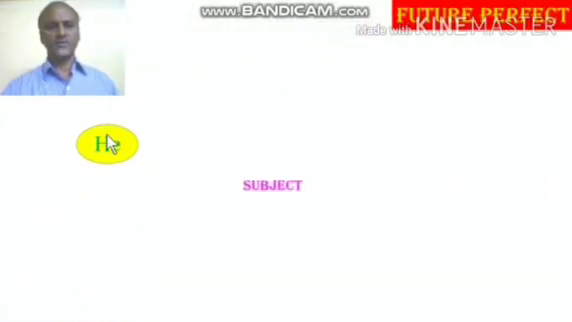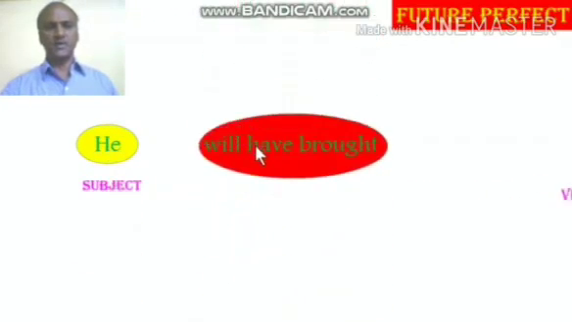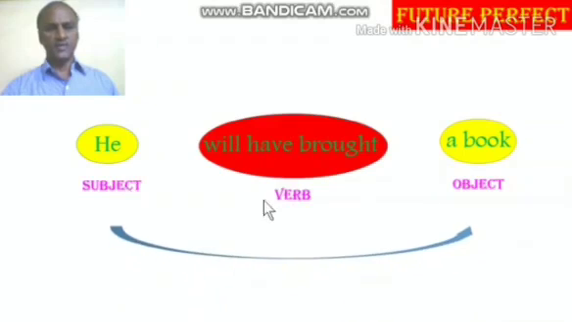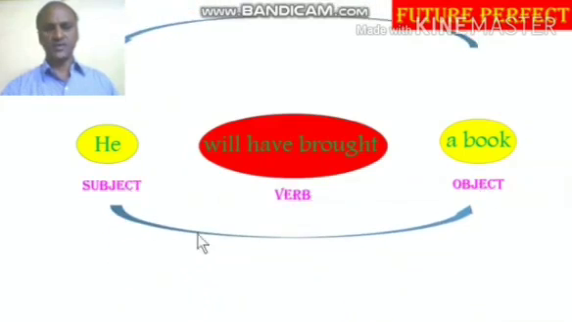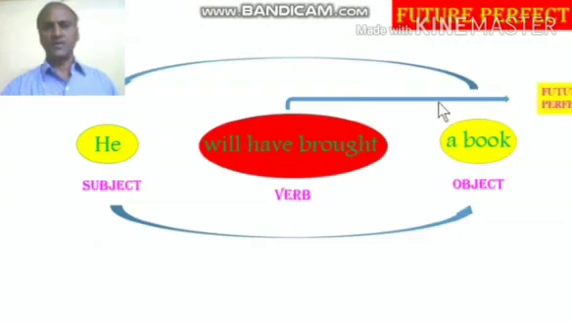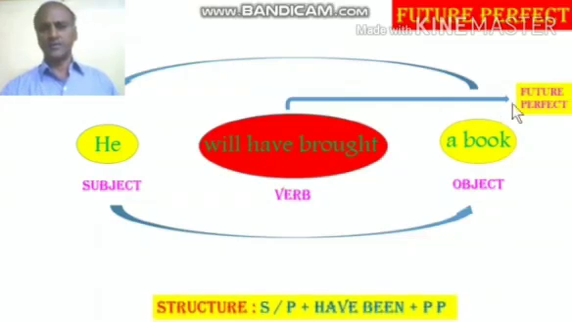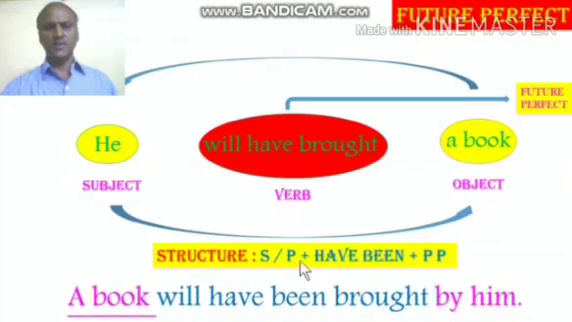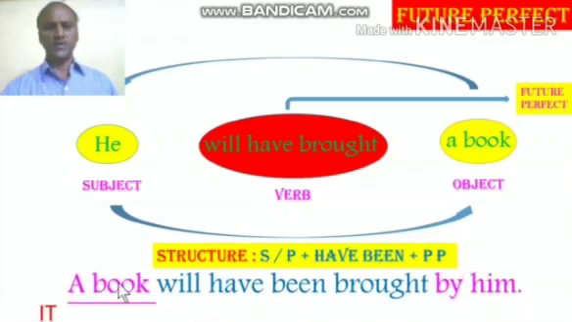The eighth one is future perfect. He is the subject. Will have brought is the verb. A book is the object. So again, subject, verb, object. The second step is to change the positions of subject and object. And then the third step, find out what the verb is. Will have brought is the future perfect. And then the structure for that to change to a passive form is singular plural plus have been plus past participle.